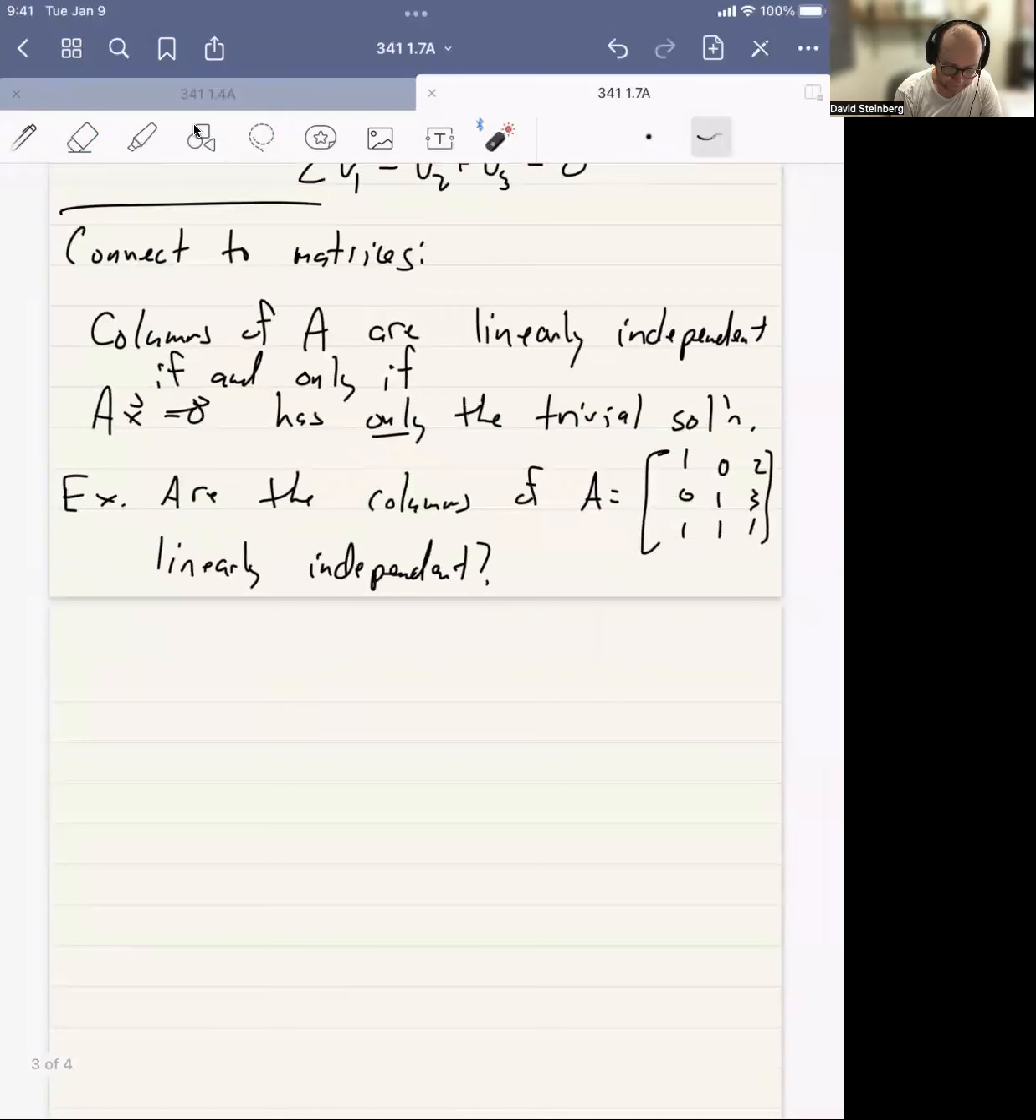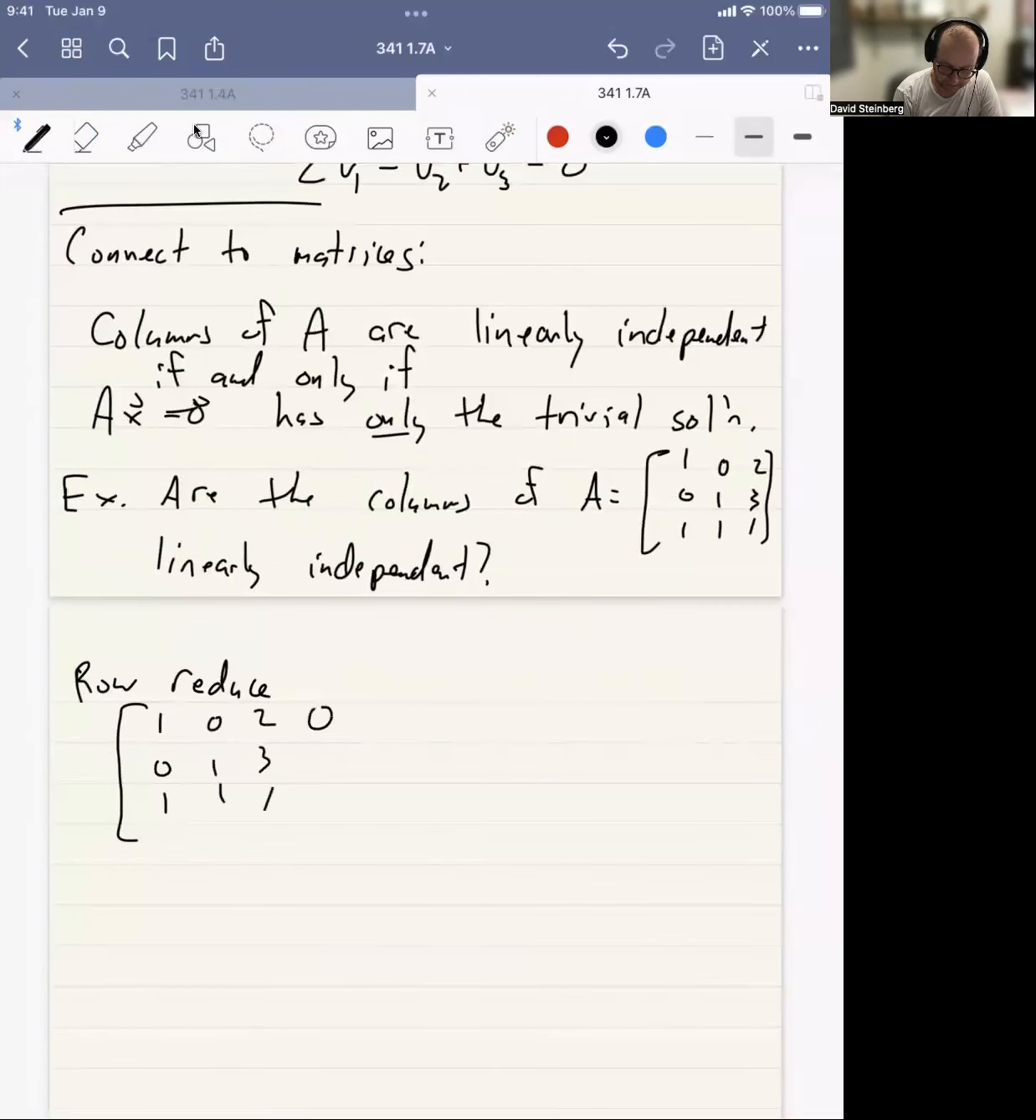So we've got to reduce the augmented matrix. 1, 0, 1, 0, 1, 1, 2, 3, 1, 0, 0, 0. And what do we do? Let's take row 3 and subtract row 1 first. 1, 0, 2, 0, 0, 1, 3. And then 1 minus 1 is 0. 1 minus 0 is 1. 1 minus 2 is negative 1. 0 minus 0 is 0. Okay.